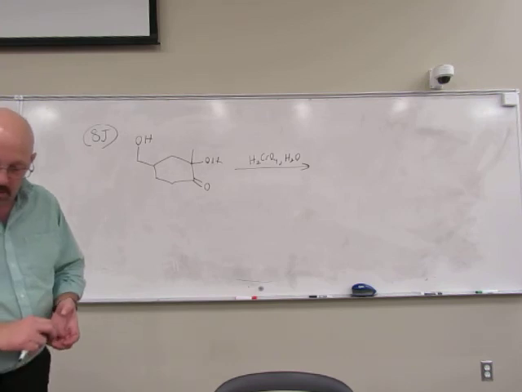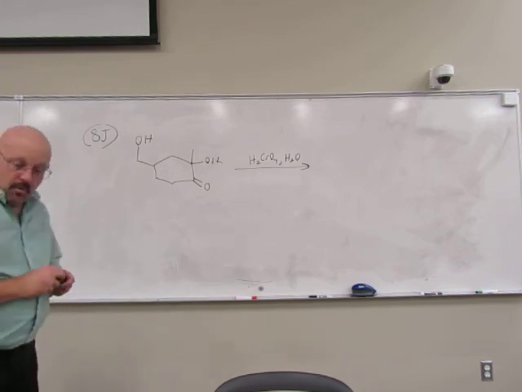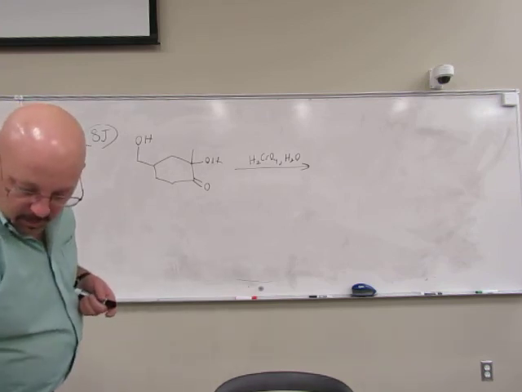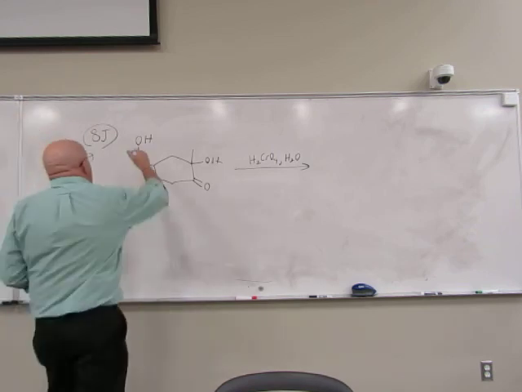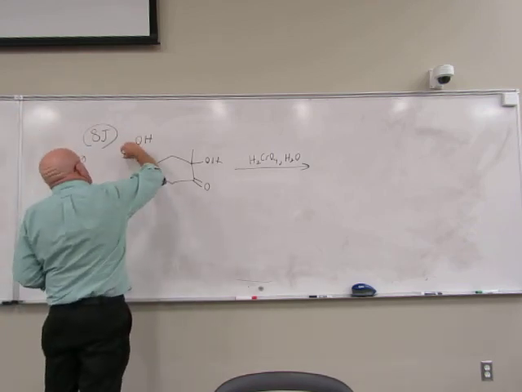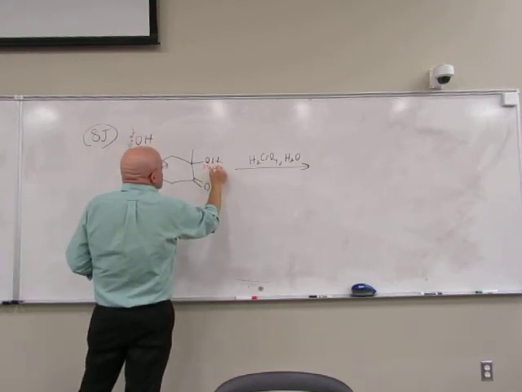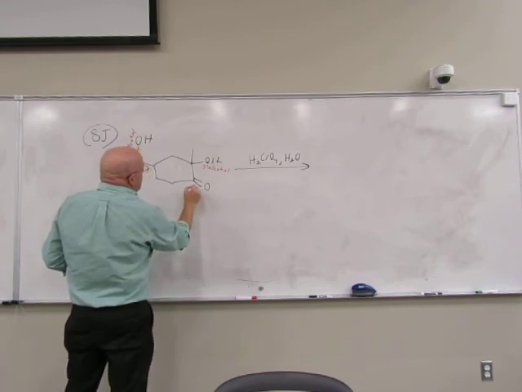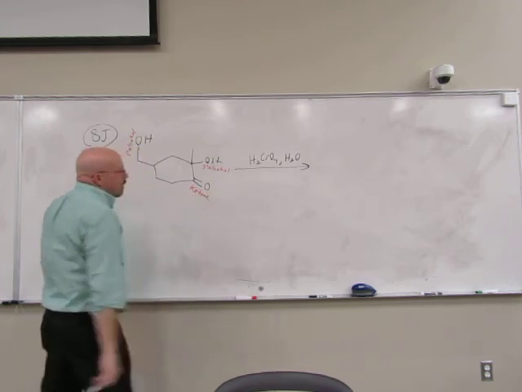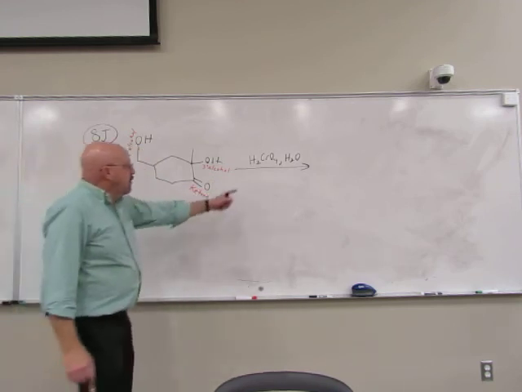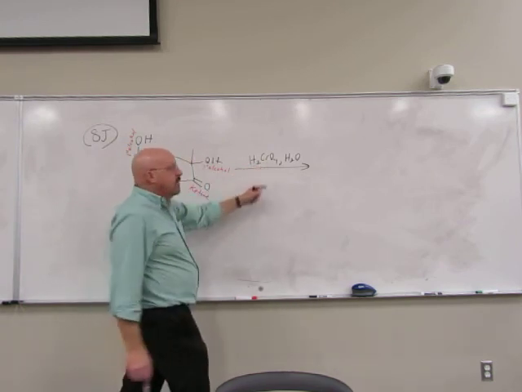Okay, this one here, let's examine what we have here. Let's see, I see a primary alcohol. We have a tertiary alcohol. And we have a ketone. Now, I have a very strong oxidant. This is one of our strongest oxidants.